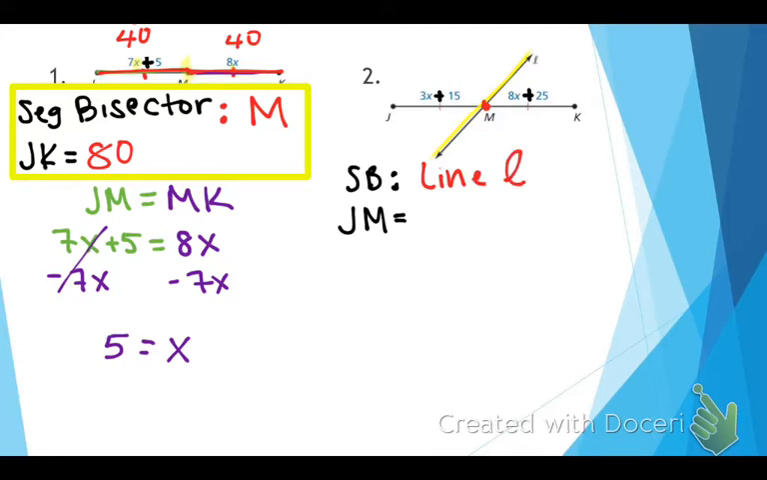So line L. And then again, it's got these tick marks, okay, which means the length of JM is congruent to the length of MK. So we'll plug in the length of JM, which is 3x plus 15, and it will equal MK, which is 8x plus 25.